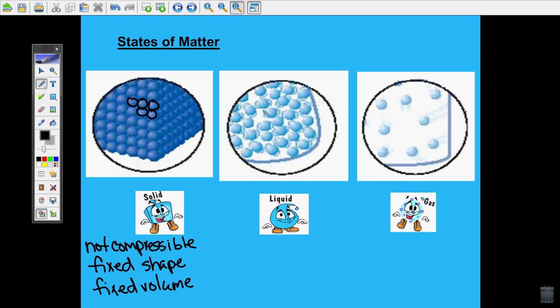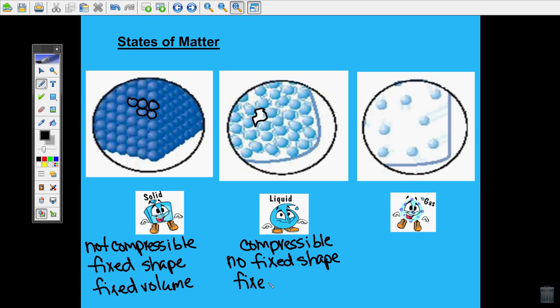With the liquid, we've got space here in between these molecules, so we can compress a liquid. It's compressible. It will also take the shape of the container, so no fixed shape. Whatever container you fill with water, it's going to take the shape of the container. It does, however, have a fixed volume.